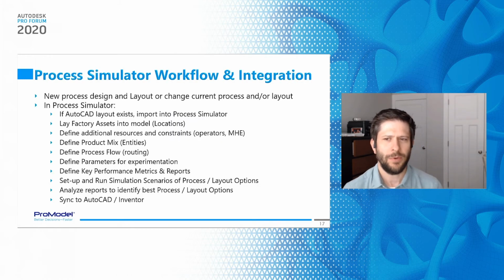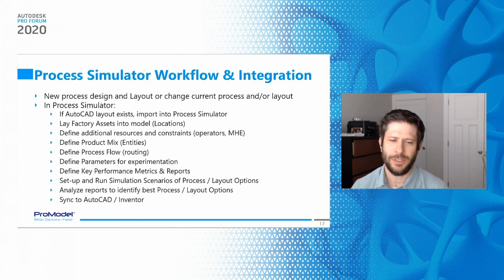So in process simulator, we have a workflow and integration inside of Visio that allows you to take a new process design or layout, or change a current process design or layout. Inside of Process Simulator, if the CAD drawing exists, we can import that into Process Simulator. We lay factory assets down into our model. We call those assets or locations. And then we can define different resources or constraints, basically operators or other MHE. We define product mixes. Those are what we call entities.